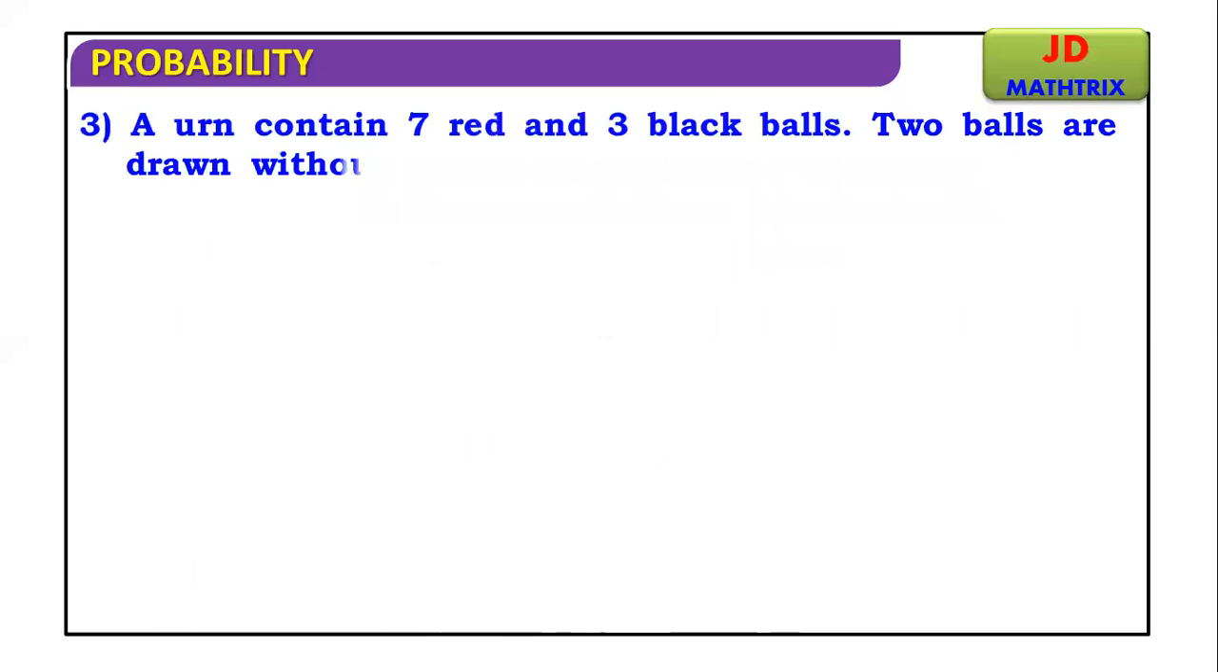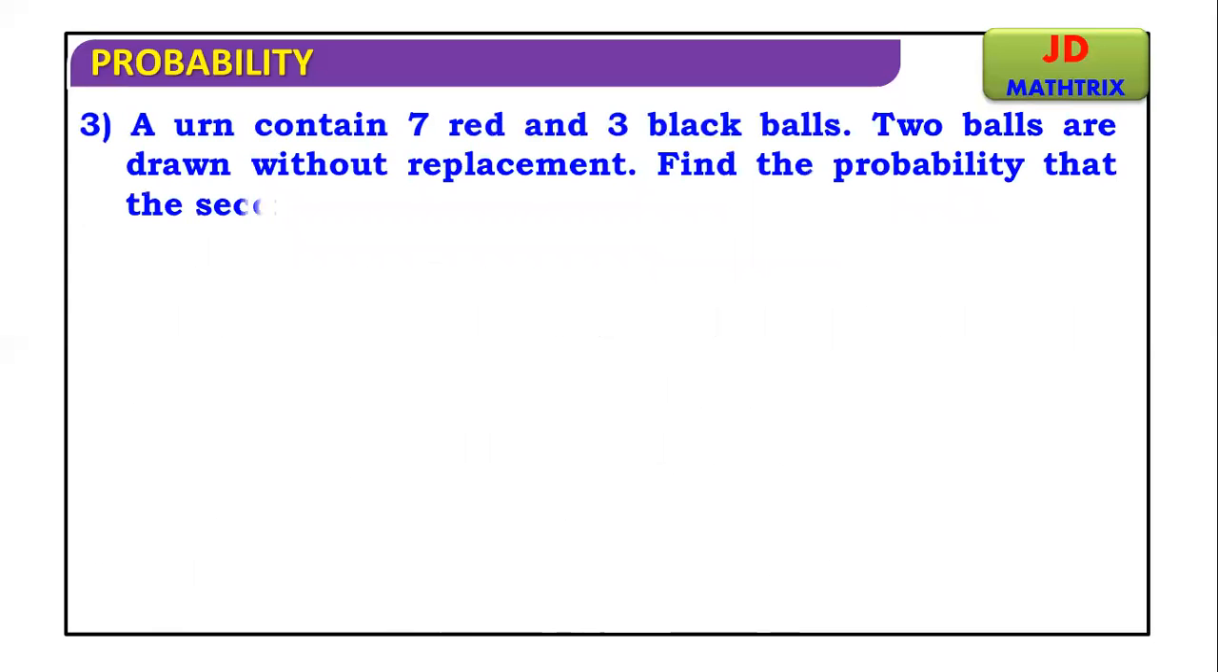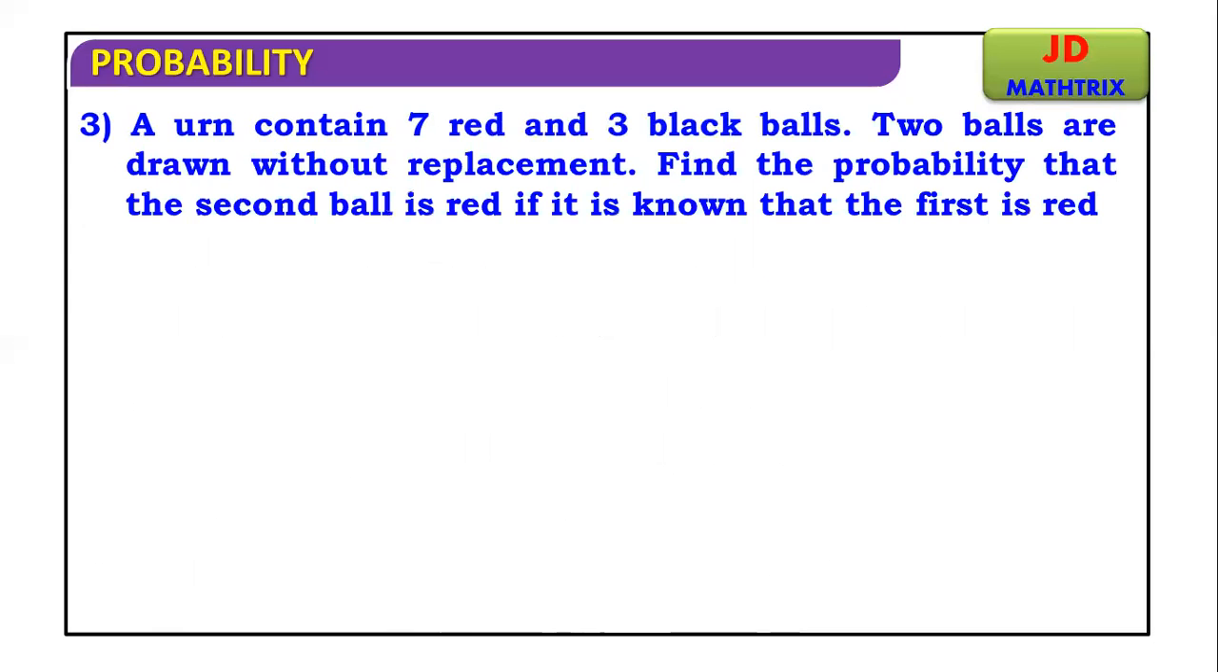An urn contains 7 red and 3 black balls. 2 balls are drawn without replacement. Find the probability that the second ball is red if it is known that the first is red.